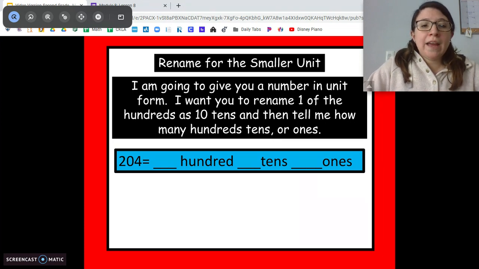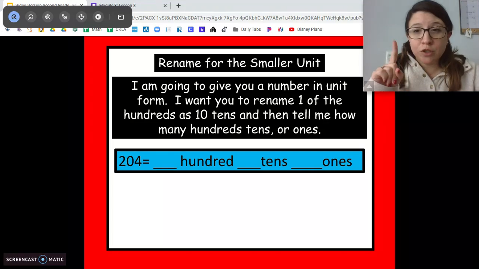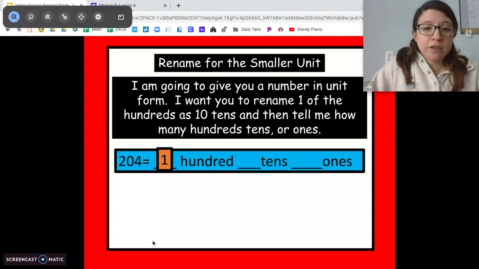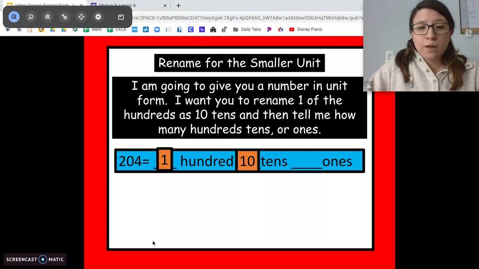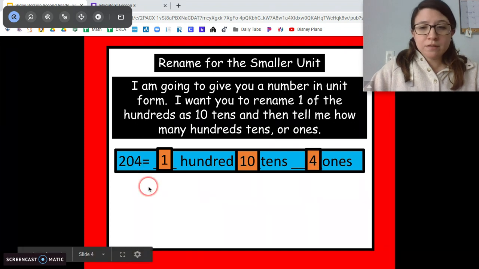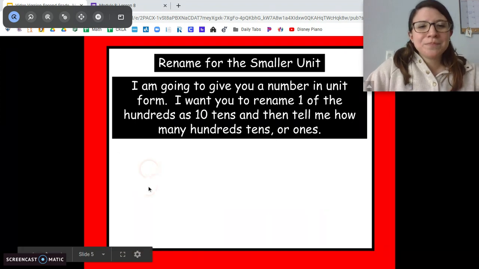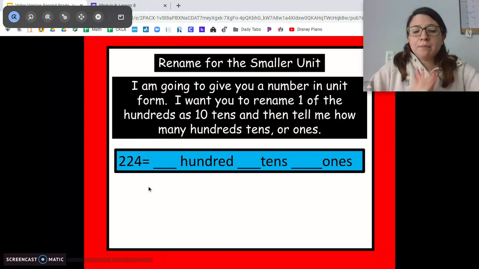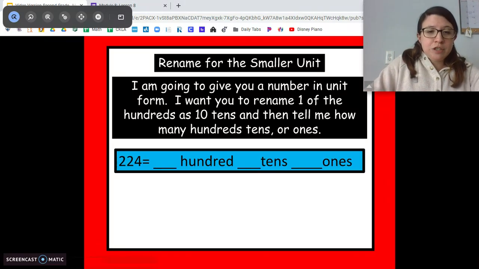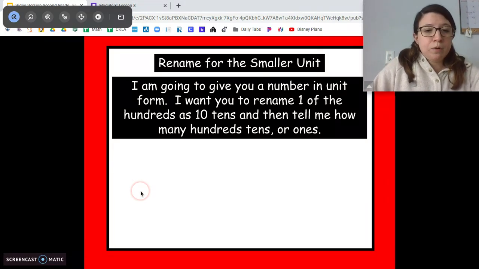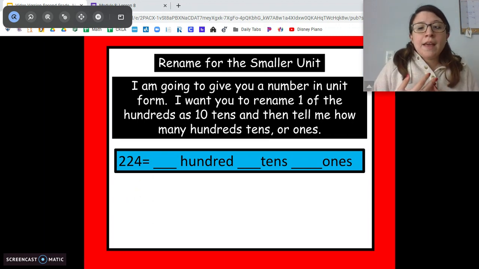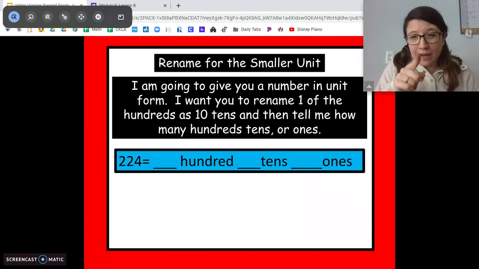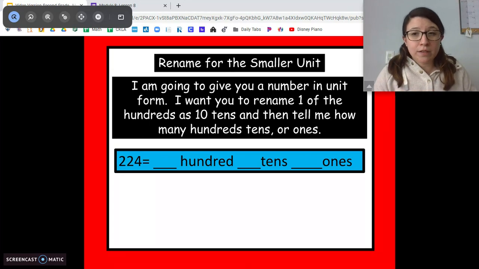Good. So 10 tens equals 100, and we need 200, so we're going to need one more 100, plus our 10 tens gives us 200, and then we need our 4 extra ones, 204. Nice job. All right, this one's similar to this one, but check your tens place. So remember, we're going to pull our 10 tens out, and then how many hundreds will we have? Be careful with your tens. You're going to have more than 10 tens, and then how many ones will we have?